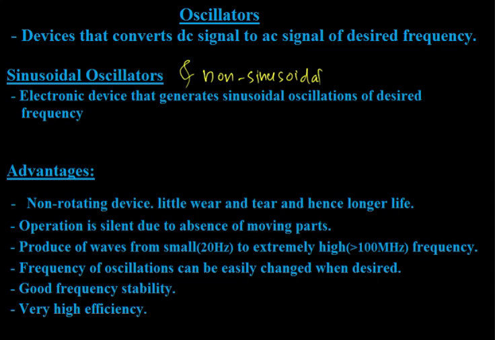So in this course of lectures we will discuss only the sinusoidal oscillators. That is, the output waveform of the oscillatory circuit is a sine wave. Sinusoidal oscillators can also be defined as electronic devices that generate sinusoidal oscillations of desired frequency. This desired frequency is actually designed by the person who designs the circuit.